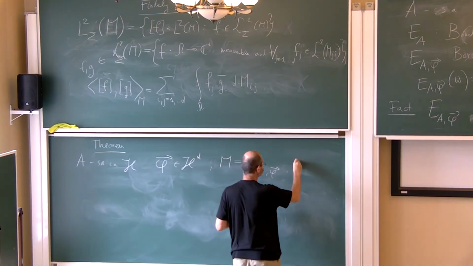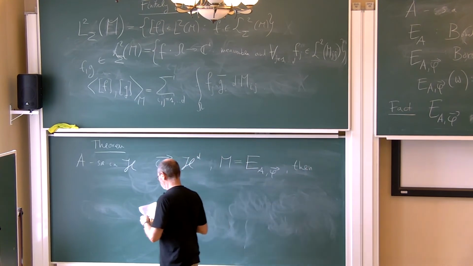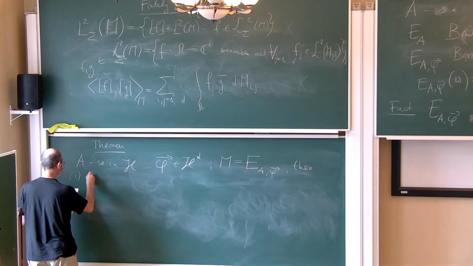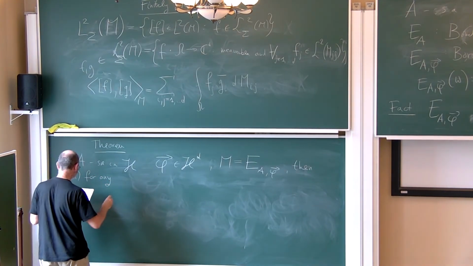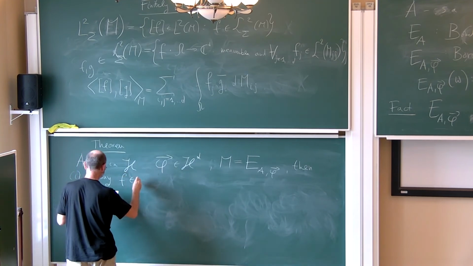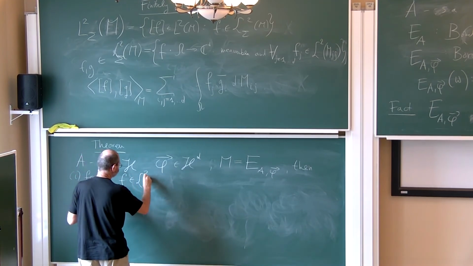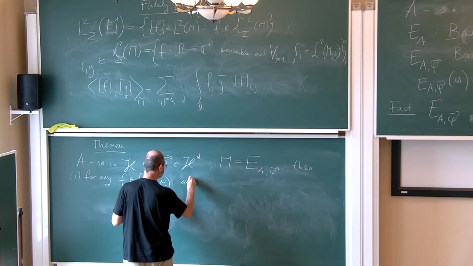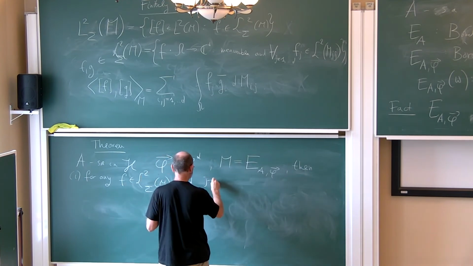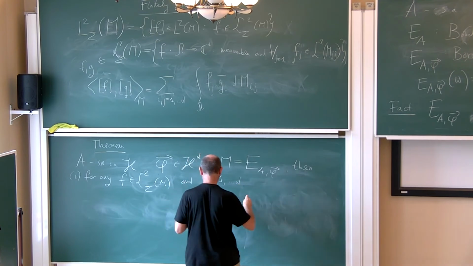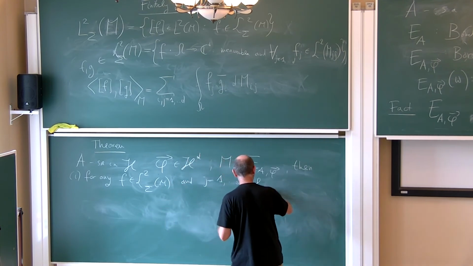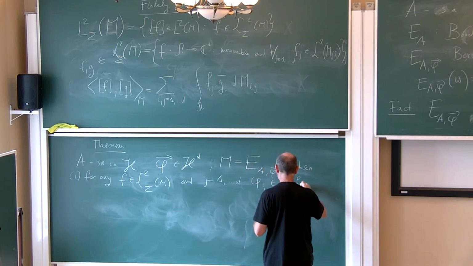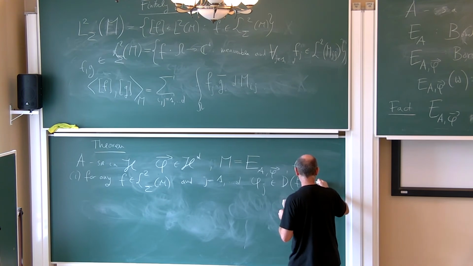Then, point I, first point: for any f from our calligraphic L2 sigma of M and j from 1 to d, phi j belongs to the domain of f j of A.